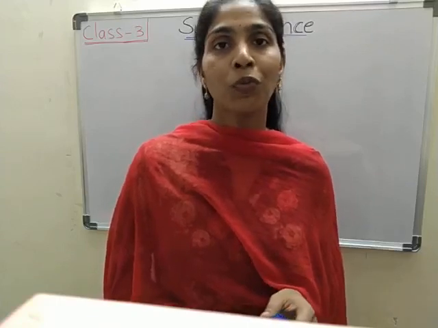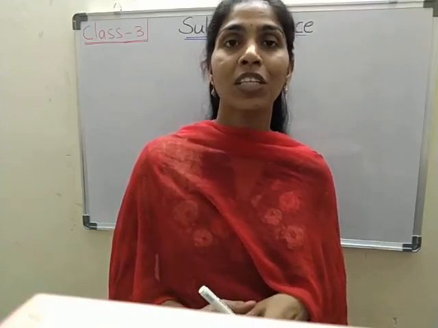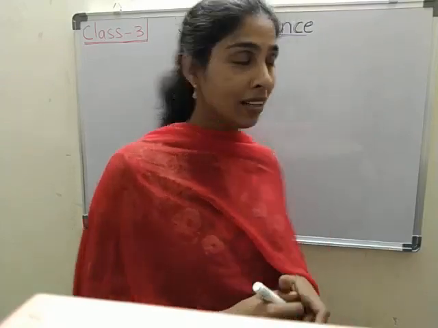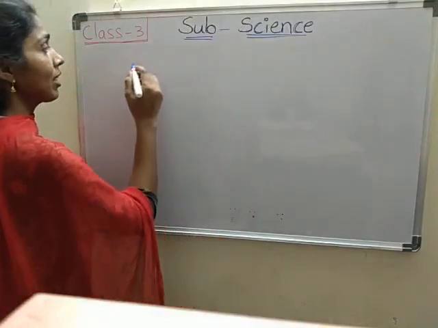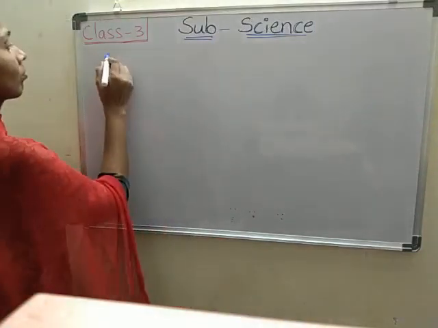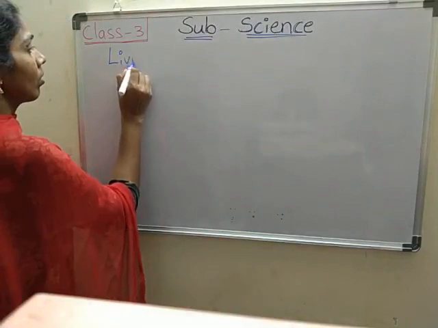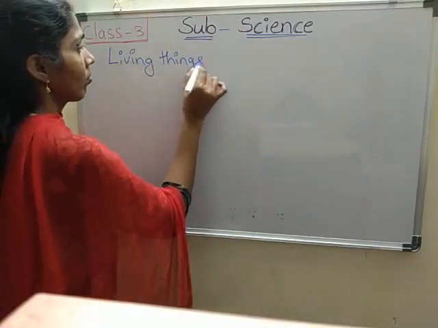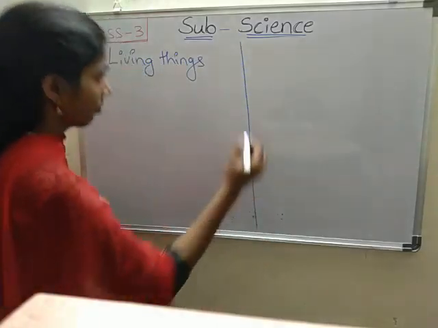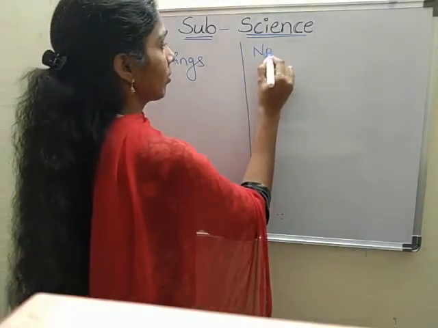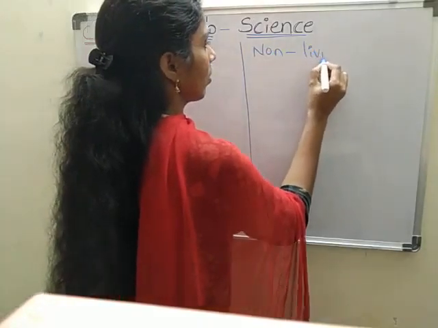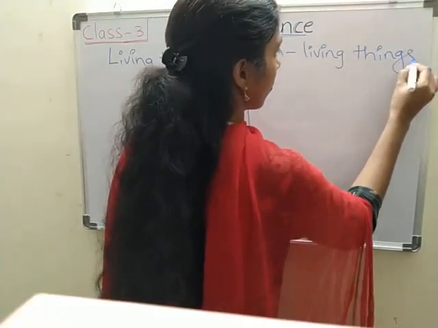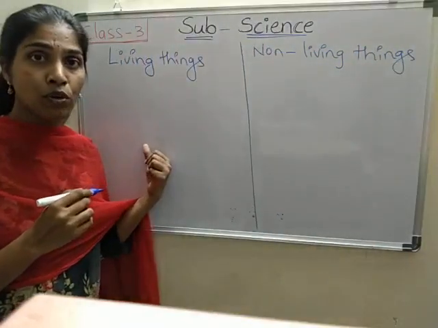Okay children, quickly we have to learn the difference between living things and non-living things. Children, in your book make a table and note down living things and non-living things. Children, please note down in your book.